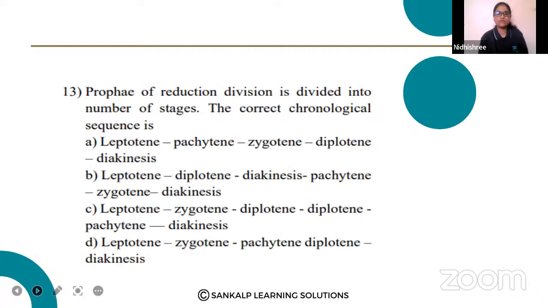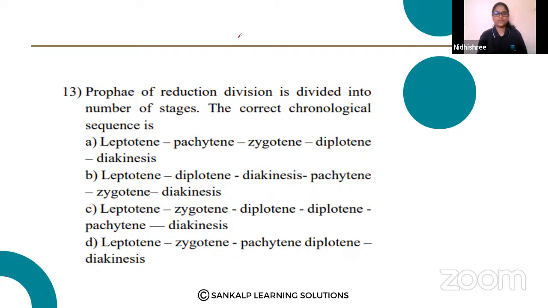13th question. Prophase of reduction division, that is meiosis, is divided into a number of stages. Which is the correct chronological sequence? A, leptotene, pachytene, zygotene, diplotene. B, leptotene, diplotene, diakinesis, pachytene, zygotene, diakinesis. C, leptotene, zygotene, diplotene, pachytene, diakinesis. D, leptotene, zygotene, pachytene, diplotene, diakinesis. What is your answer, guys?